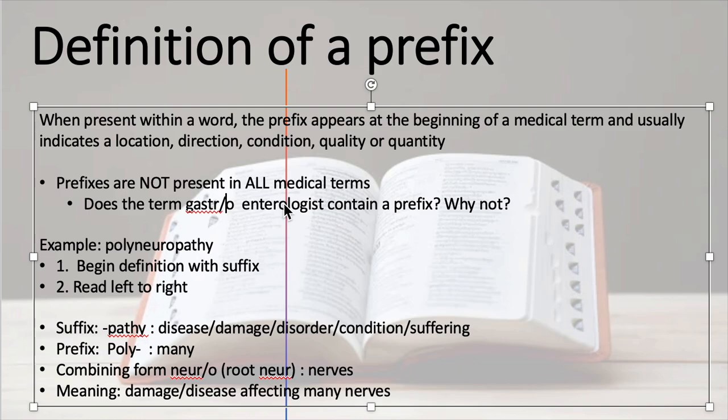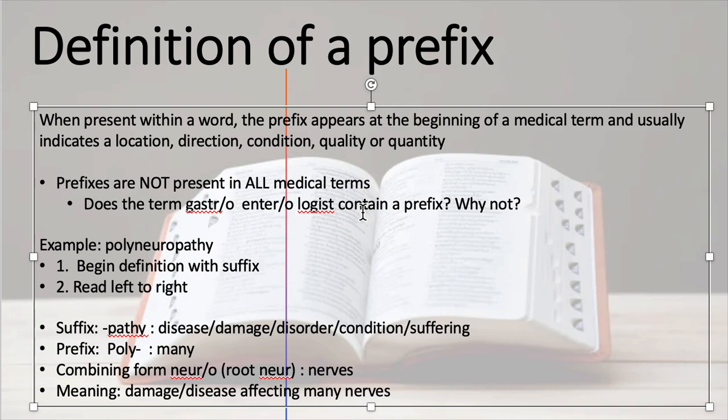So now we look at enter. Is enter a suffix? Well, it's not at the end of the word, so it's not a suffix. Therefore, enter must be another root, and in this case there's an O after it because the suffix starts with logist, so we see that O there, and that designates that we're at the end of our combining form here. So entero refers to the intestines. So in this word we have two combining forms, and we have a suffix here, logist.